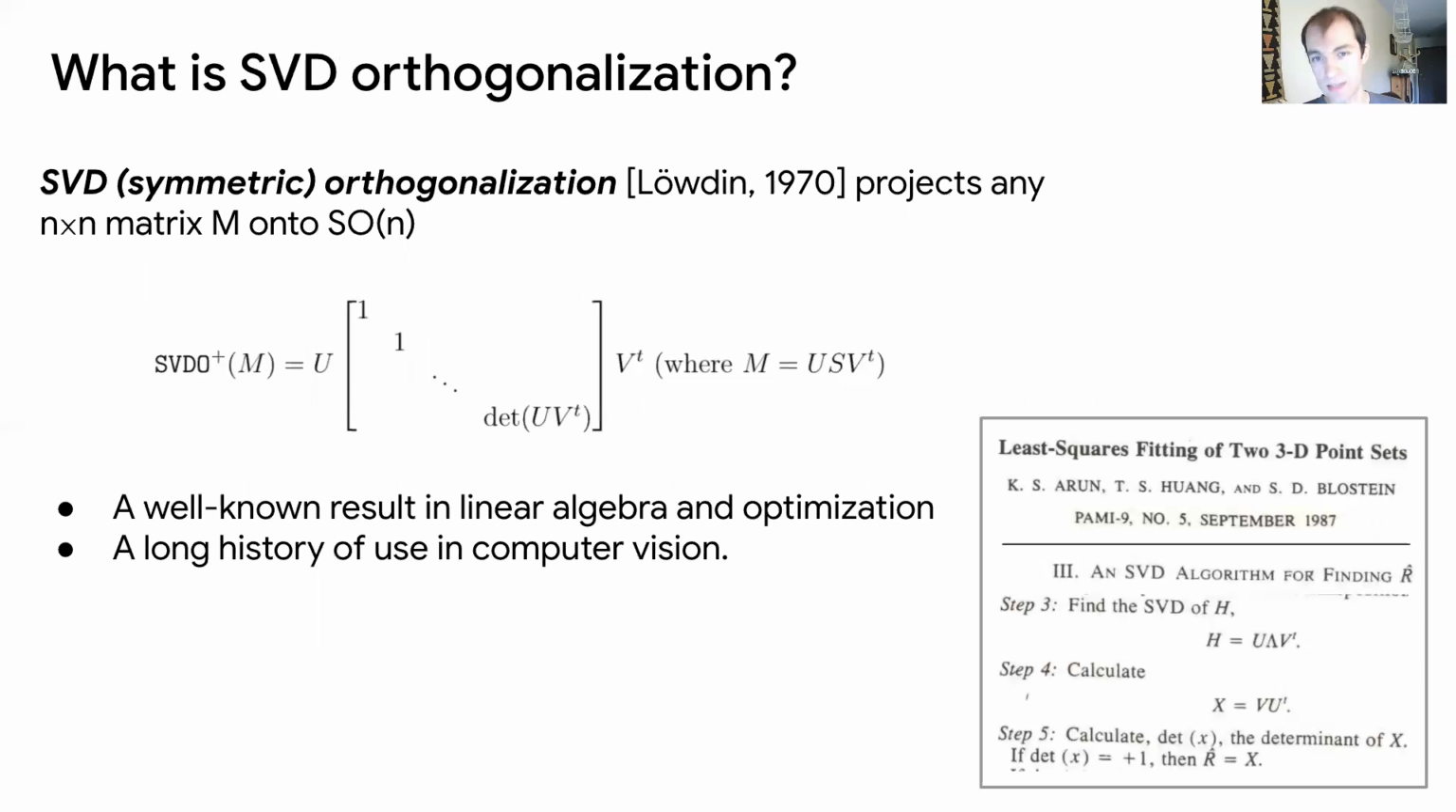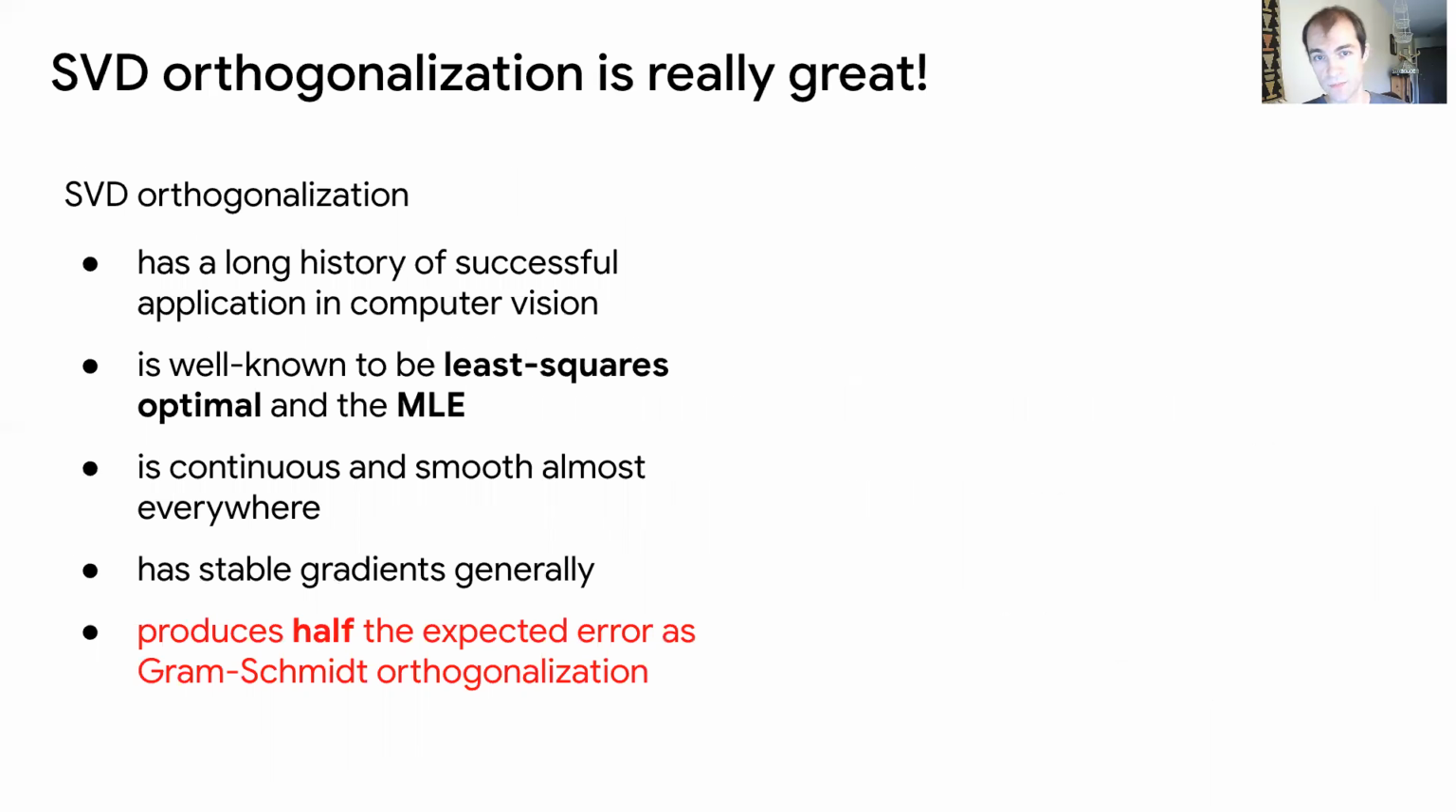SVD orthogonalization works roughly by scaling all the singular values of a matrix to 1. This method is at least 50 years old. It has a long history of use in computer vision and in other fields. Many strengths of SVD orthogonalization, like the fact that it is least squares optimal, have been known for a long time. Our contributions include showing that under Gaussian noise, rotation regression using SVD produces half as much error as the most similar alternative, which is orthogonalization based on Gram-Schmidt.